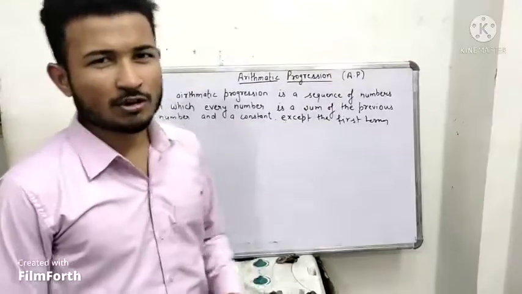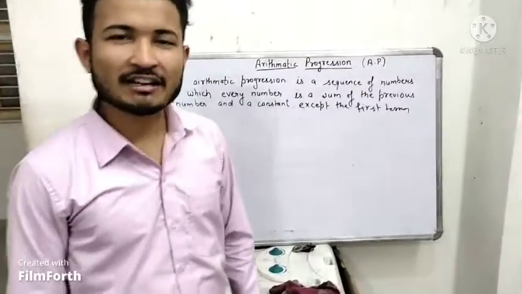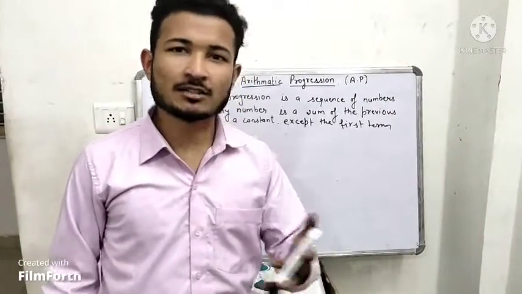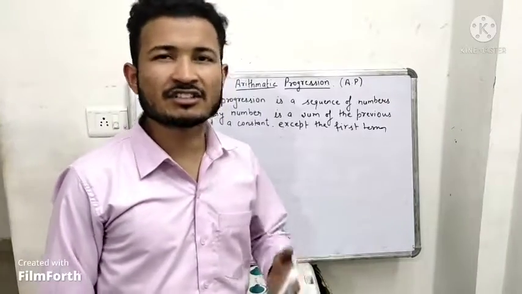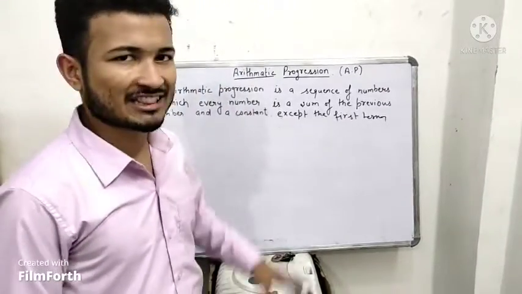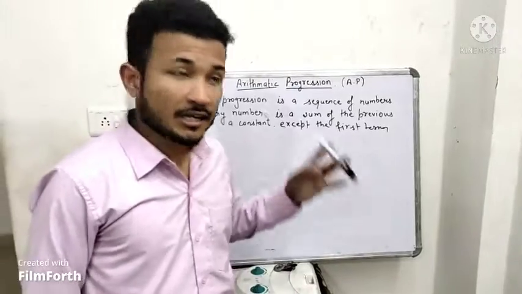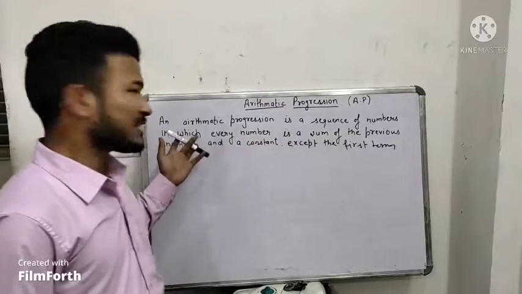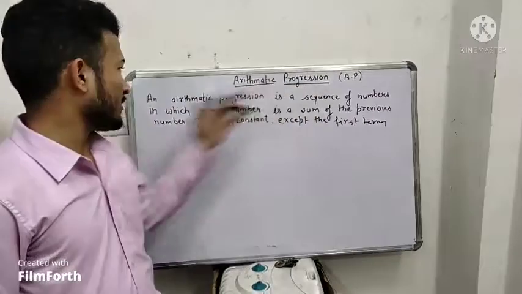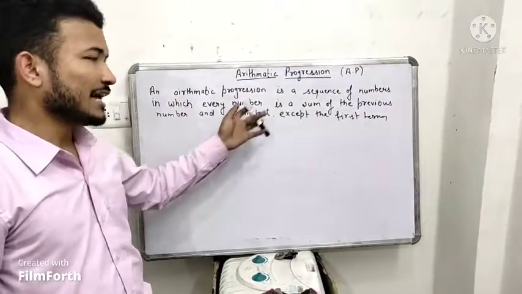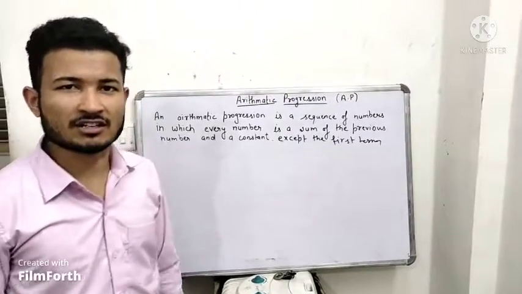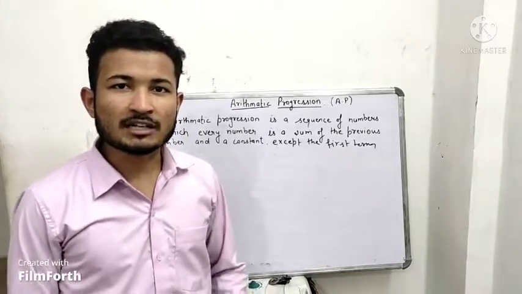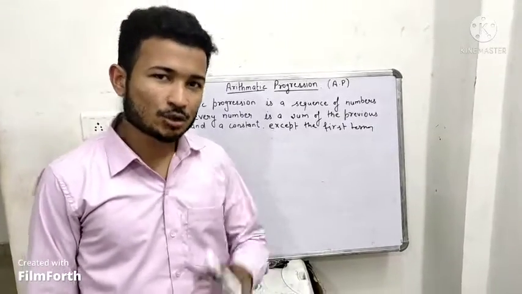Before jumping to any definition, let me ask you what arithmetic is. Arithmetic is normal addition, multiplication, subtraction, and division. These are the normal operations called arithmetic. What is arithmetic progression? Arithmetic progression is a sequence of numbers in which every number is a sum of the previous number and a constant term, except the first term. This definition may be a little confusing at first, but as I give you an example, you will learn it.